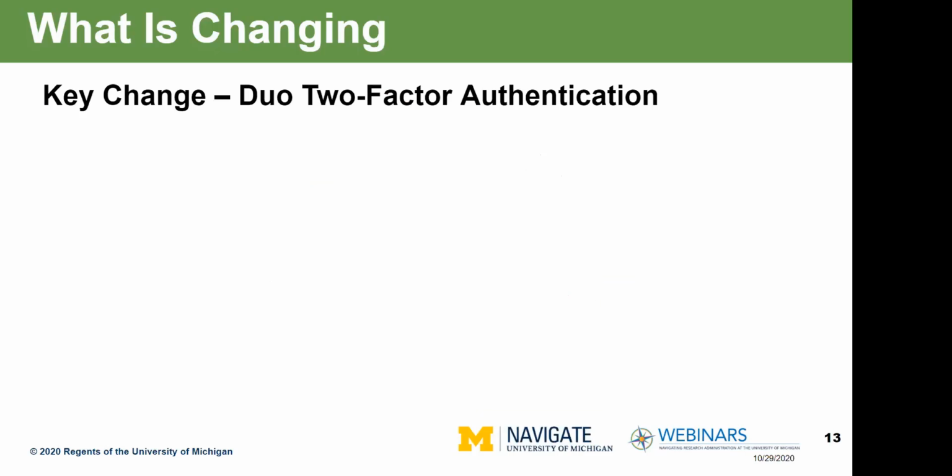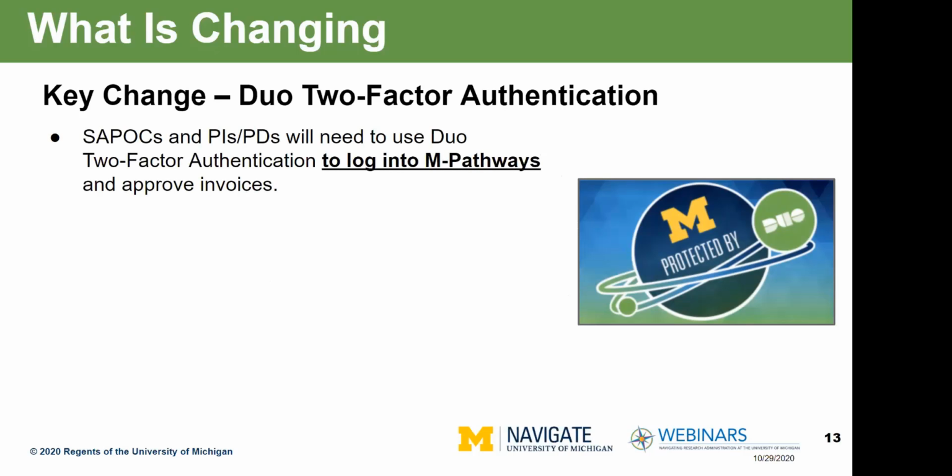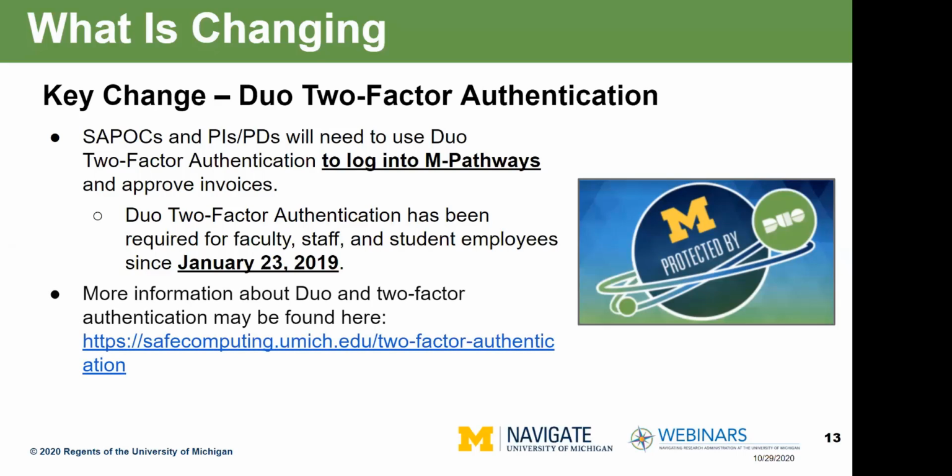So what's changing, and this is a key change, although this is a change that occurred quite some time ago. So hopefully it's not new information for folks, but it is worth noting. In order to access this system, SAPOCs and principal investigators will need to use Duo two-factor authentication to actually log into mPathways and approve the invoices. However, Duo two-factor authentication has been required for faculty, staff, and student employees since January of 2019. So we're almost 2 years past that implementation. And again, hopefully this isn't new information for anyone.